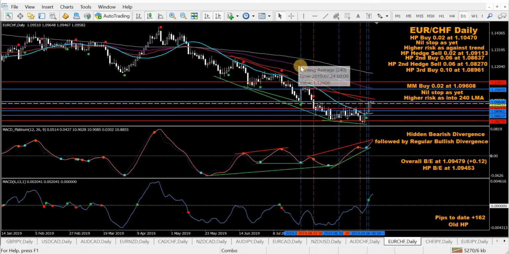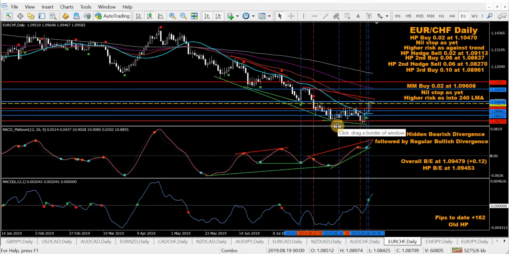HP buy back here. What I got? Hedge sell. Second buy. Hedge sell. Third buy. So I've got a fair bit going on. Overall break-even, and I've got a mod MACD buy. Overall break even is 109.479, just above the HP break even. So those yellow lines are very tight. Price is above it now, so just see how it goes.